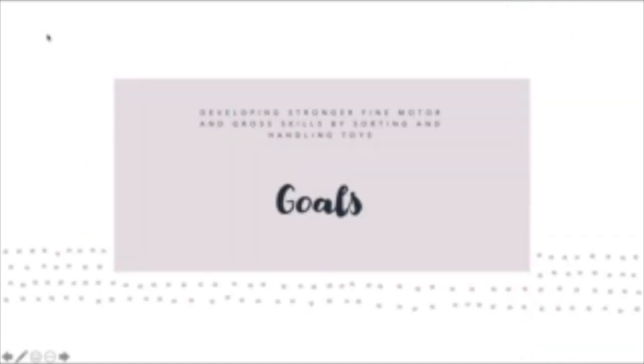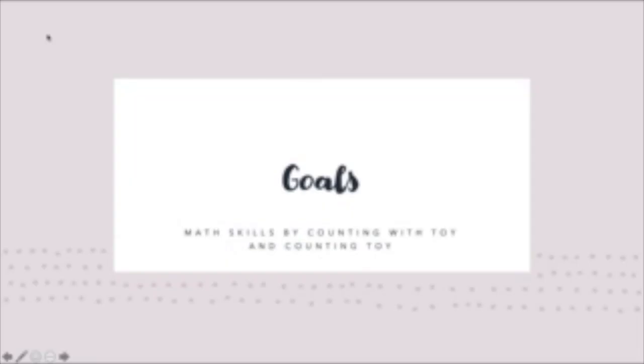So what learning goals can be better met with the use of this device? So the first one we have is developing stronger fine motor and gross motor skills by sorting and handling the tools. You saw in the porcupine one, you pull out the little porcupines and then you got to put them back into place. The piano one, you got to press the piano keys, and that one can be used with a switch as well.